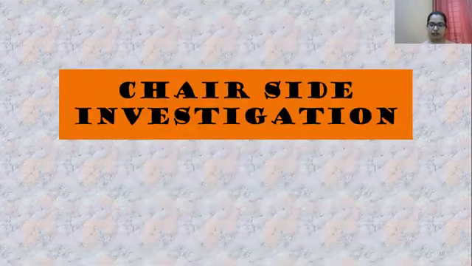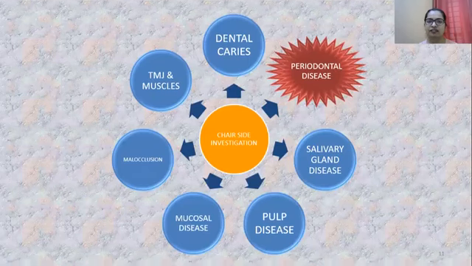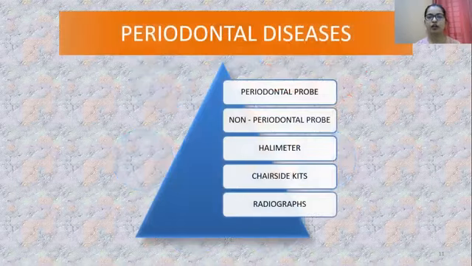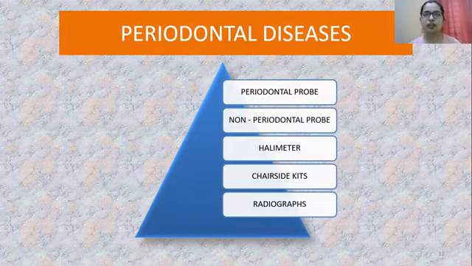Now coming to chairside investigation, there are several chairside investigation ways for different types of diseases in dentistry, but I'll be focusing mostly on periodontal disease. So moving on to that, we have different types of investigations. That is, first is periodontal probe, then non-periodontal probe, calimeters, chairside kits, and radiographs.